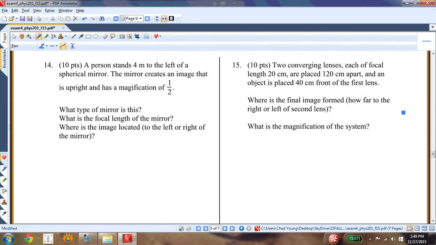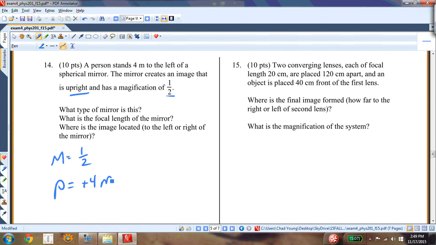A person stands 4 meters to the left of a spherical mirror. The mirror creates an image that is upright and has a magnification of 1/2. So my magnification is positive 1/2. It's upright, and the magnitude of it is given there. 4 meters to the left of a spherical mirror gives me my P, which is positive 4 meters.